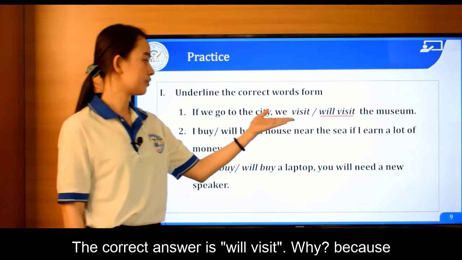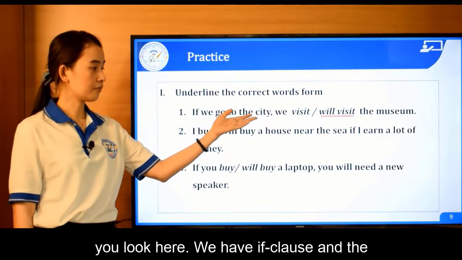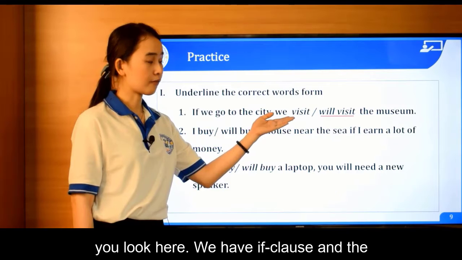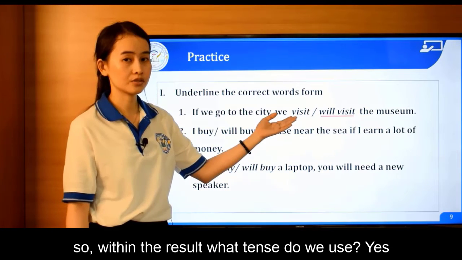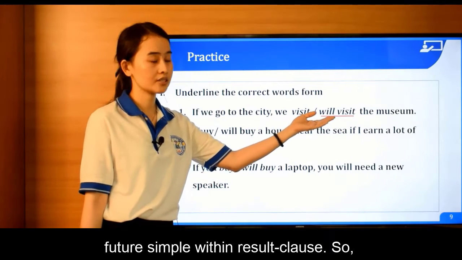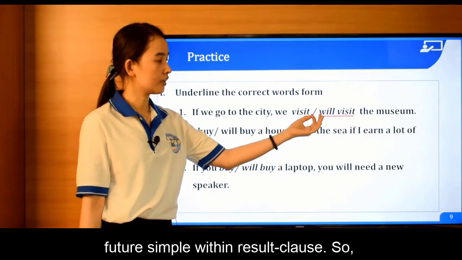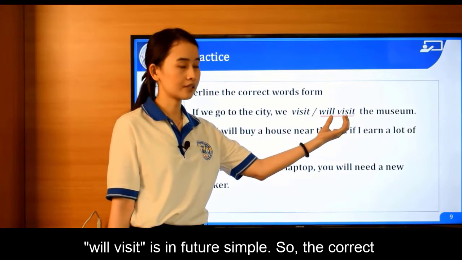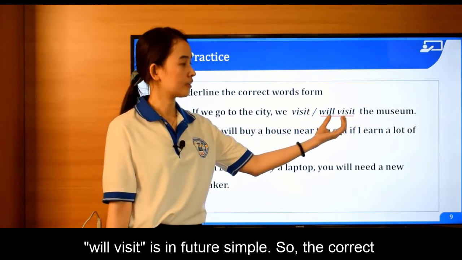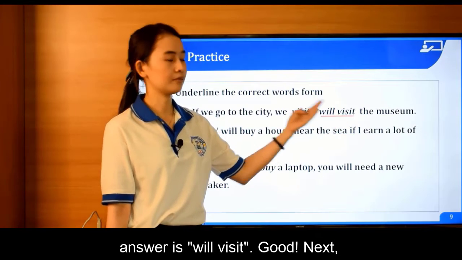Why? Because you look here, we have an if clause and the rest must be the result, right? So within the result, what tense do we use? Yes, we use future simple within the result clause. So between visit and will visit, here will visit is in future simple. So the correct answer is will visit.